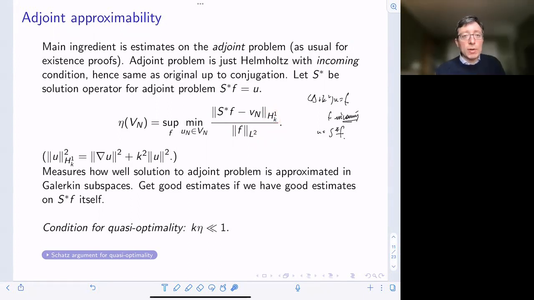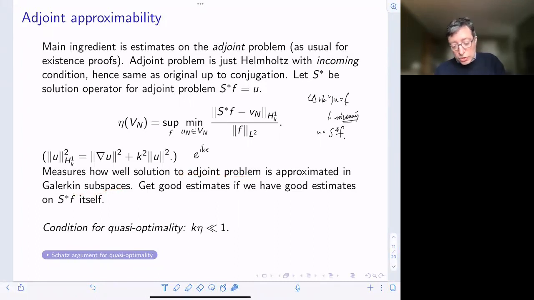What is this norm? It's more or less the H1 norm, but it's got a scaling in it of k squared here. If you're a semi-classical analyst, you'll recognize this is essentially a semi-classical Sobolev space. But let me just point out that if I take something like e to the ikx, a plane wave, then the L2 norm of the gradient is comparable to k squared times the L2 norm. This is the right scaling to make those two terms of roughly the same size. Okay, so eta measures how well solutions to the adjoint problem are approximated in Galerkin subspaces.